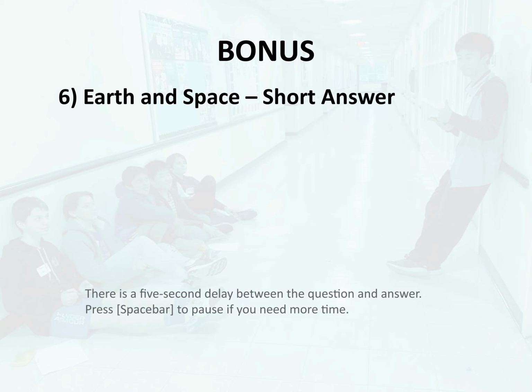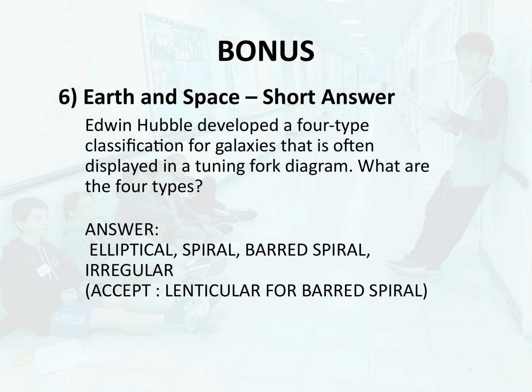Bonus 6. Earth and space, short answer. Edwin Hubble developed a four-type classification for galaxies that is often displayed in a tuning fork diagram. What are the four types? Answer: Elliptical, spiral, barred spiral, irregular.